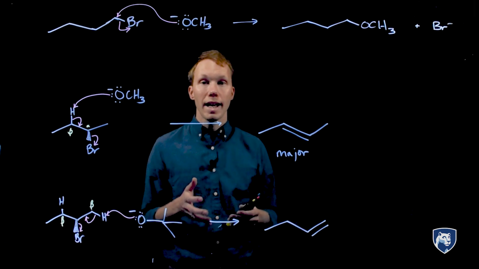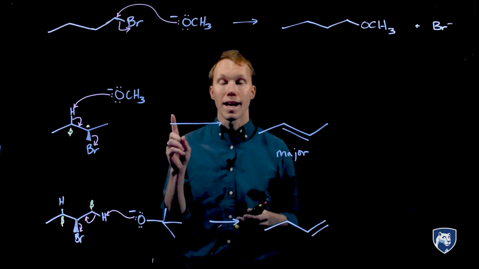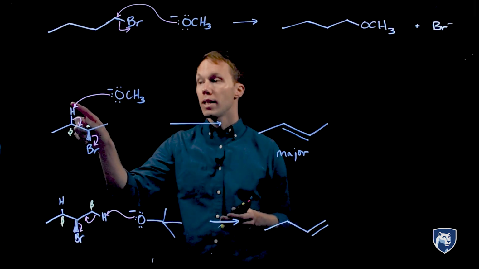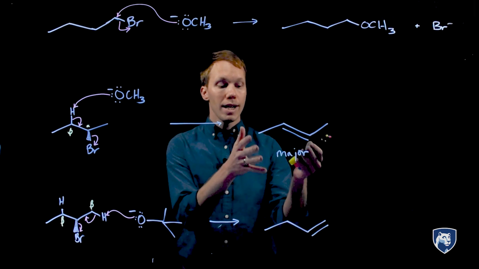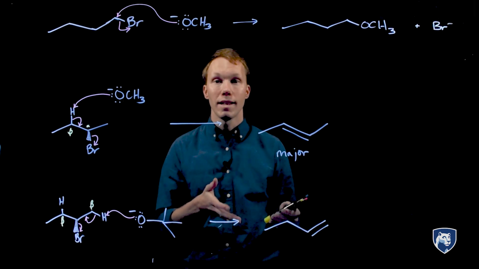We have just drawn a curved arrow mechanism that is one step that shows the deprotonation, formation of the pi bond, and loss of the leaving group. This agrees with our experimental data and produces the products that we see in the lab.